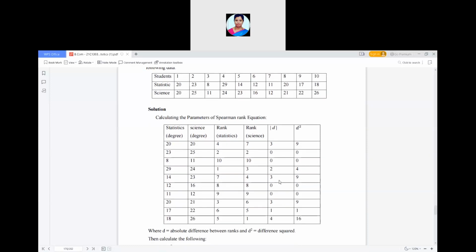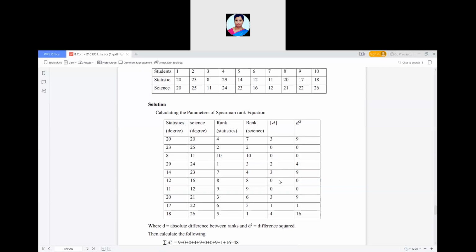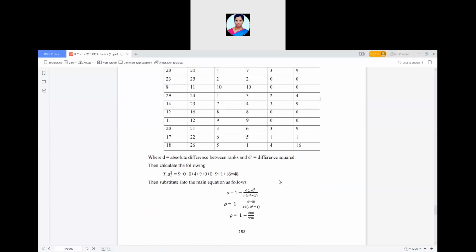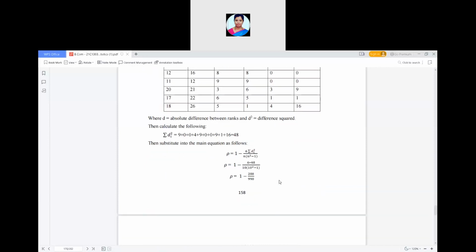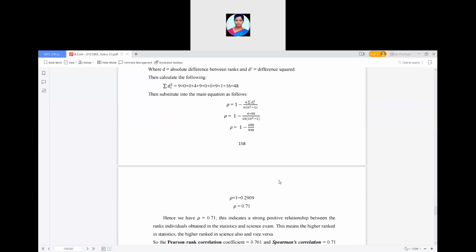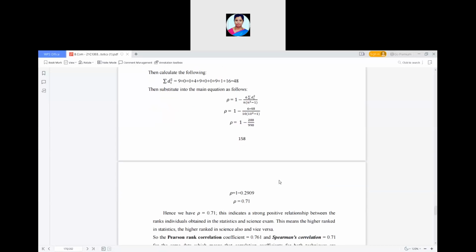D is nothing but the difference between the ranks we have. Then we calculate the summation of D square and apply the formula: rho is equal to 1 minus 6 into summation D square by n into n square minus 1. So we have rho equal to 0.71. This indicates a strong positive relationship between the ranks of individuals obtained in the statistics and science exams.